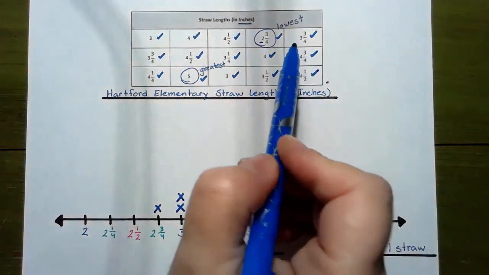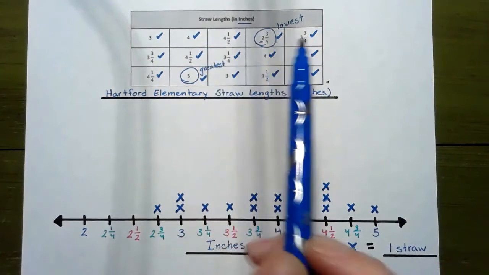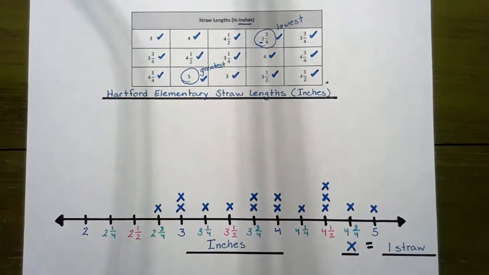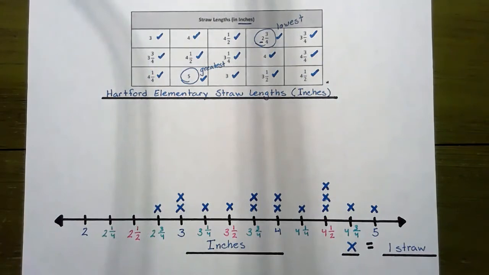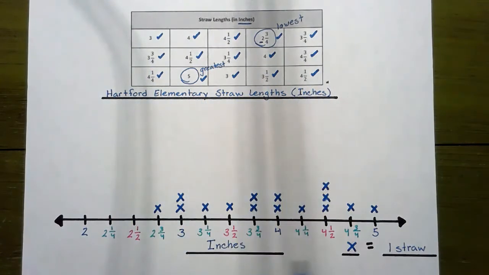So now that each value in our data set has been used, we should have the same number of check marks and the same number of X's to match each of those measurements. So we have a title, we have our unit, we have our key, each X represents 1 straw, and we have used each measurement to mark an X because that indicates to us each time a straw measured that value in inches.